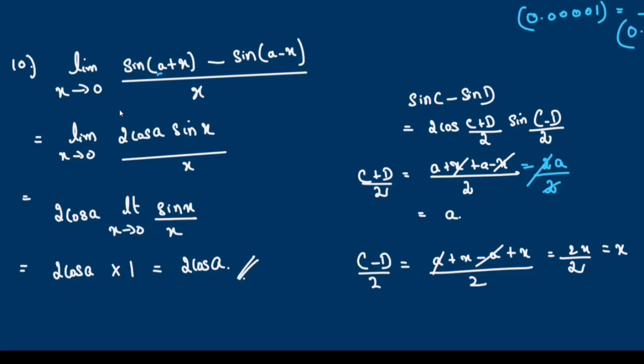So this is 2 times cos (c plus d) by 2. C plus d by 2 is a. So 2 cos a sine (c minus d) by 2. C minus d by 2 is x. Now this 2 cos a is independent of x. It is a constant, so take it out. 2 cos a, take it out. Limit x tends to 0, sine x by x. So 2 cos a, this is 1. So 2 cos a into 1 is equal to 2 cos a. That's the answer. Thank you.